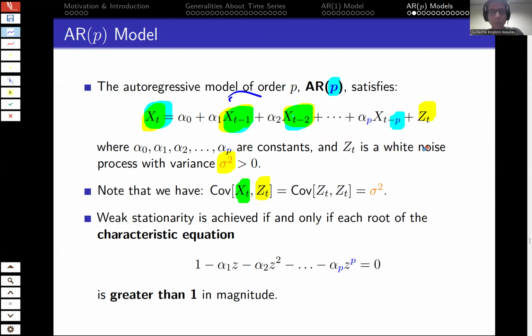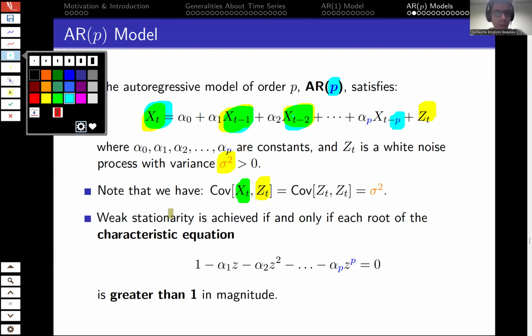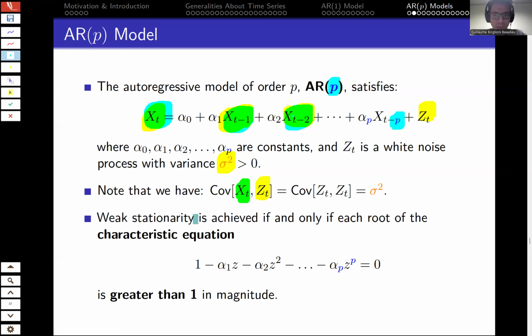Now, as we said before, to do fitting, we require our model to be stationary. Here there's a simple rule that will tell us if the process is stationary. Unfortunately, we don't prove it, but we can take this rule as given. Weak stationarity in the case of an AR(p) model is achieved if and only if each root of the so-called characteristic equation, and this is the equation, is greater than 1 in magnitude. Okay, greater than 1 in magnitude.